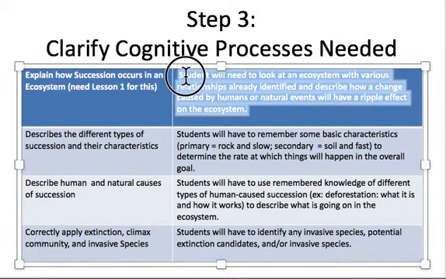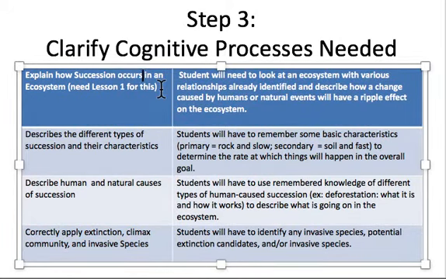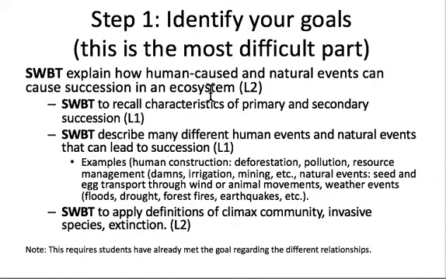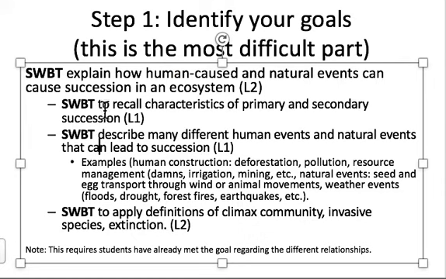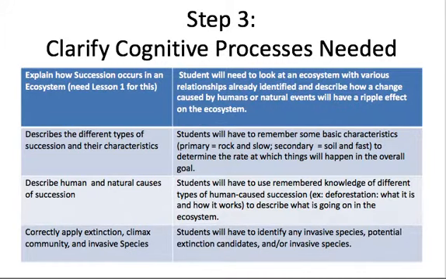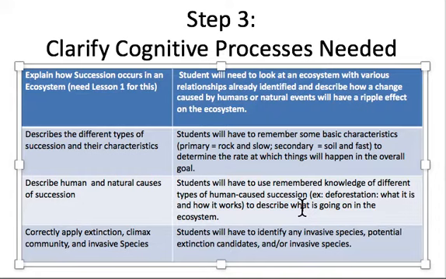Finally then, when I think about, well, what does it mean to think about how succession occurs in an ecosystem, right? I am thinking back to my original goal here, where I'm trying to get them to integrate all these things. So when I say that I want them to describe how succession occurs, they need to be able to look at an ecosystem with different relationships and figure out how changes in one area are going to affect changes in other areas. The changes, of course, will be human causes or natural causes.